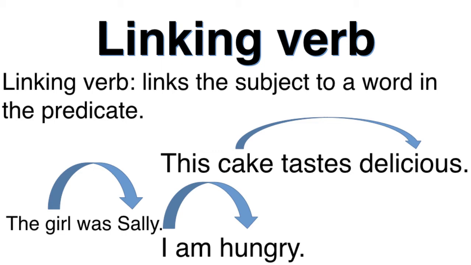Some linking verbs have another name you probably heard of. State of being verbs. You know, am, is, are, was, were, be, being, been. These are state of being verbs because they state what you are. Not Florida, not your state Florida, but your condition. Girl was Sally. I am hungry.